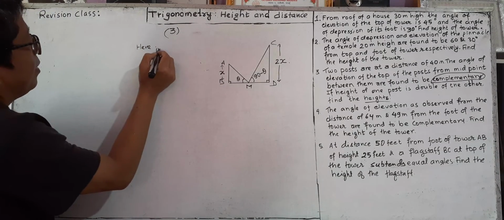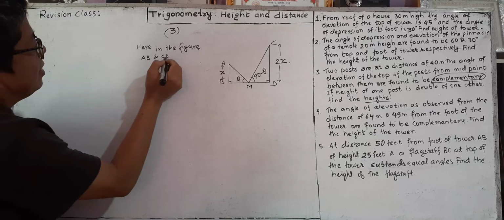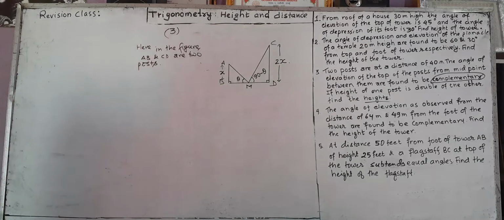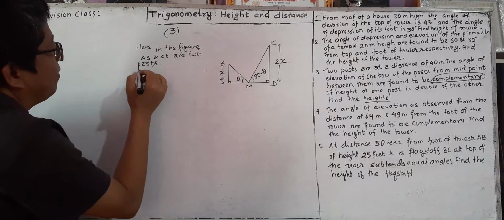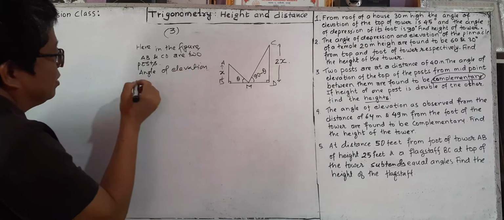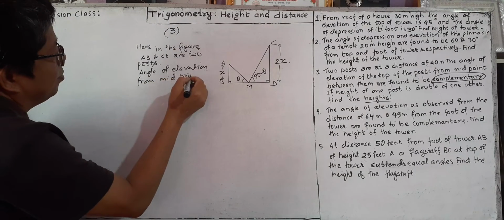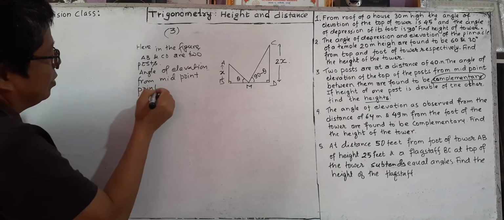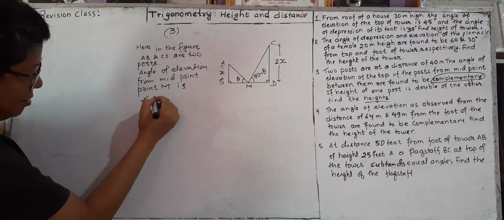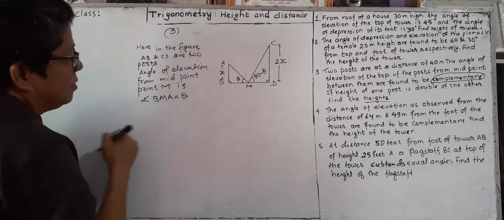Here in the figure, AB and CD are two posts. The angle of elevation from the midpoint, this is M, is angle BMA equal to theta. We suppose it.